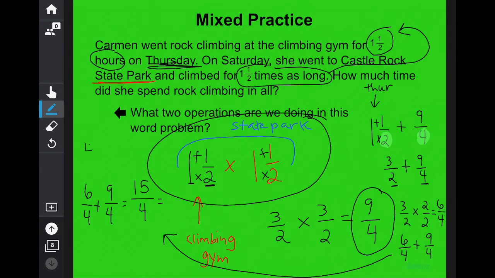So I have 15 divided by 4. So let's see how many times 4 can go into 15. 4 can go into 15 3 times. That is 12. 15 minus 12 is 3. So I have 3. Here's the 3 here, so that's going to be my numerator, and my denominator is this 4. So she spent a total of 3 3/4 hours rock climbing.